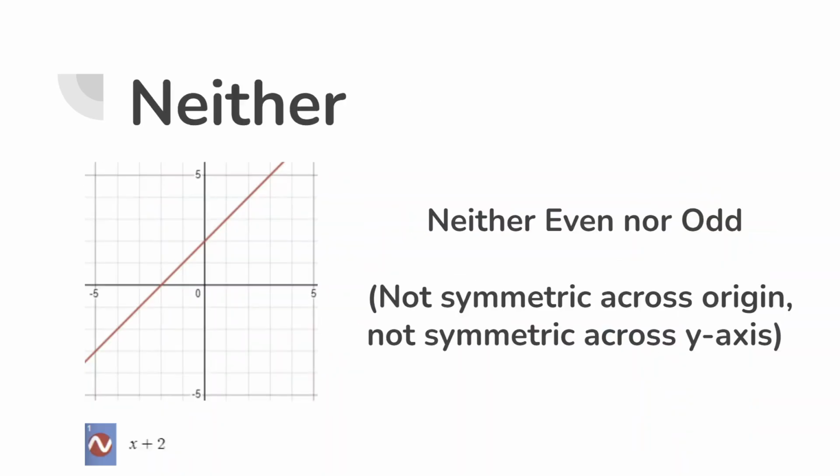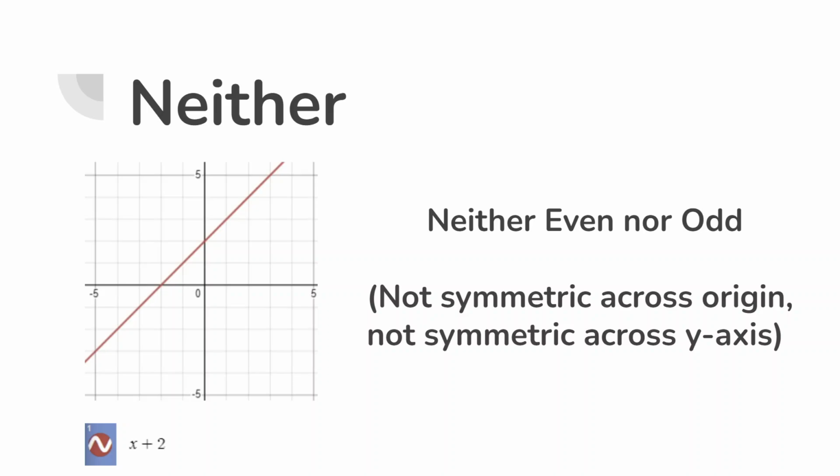And the last one is neither. It's really simple. If we cannot meet the condition for an even function, and at the same time we cannot meet the condition of an odd function, then we call that function neither, or they're not even nor odd.